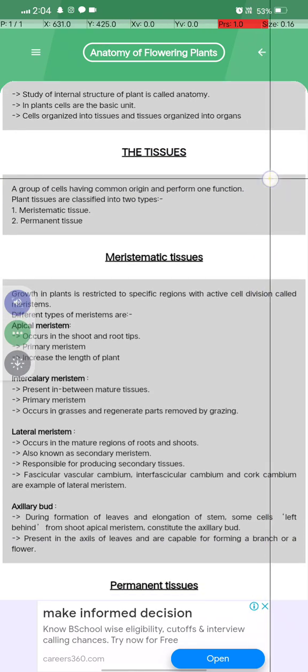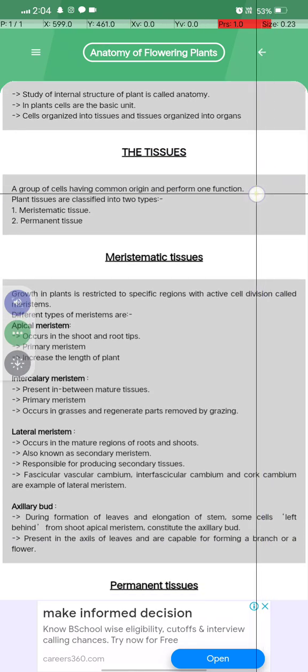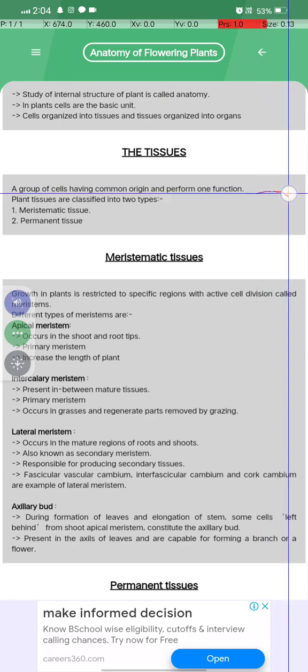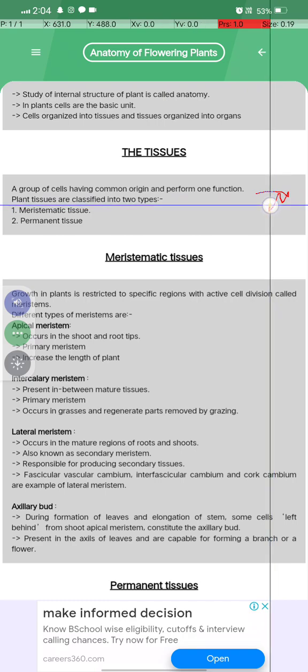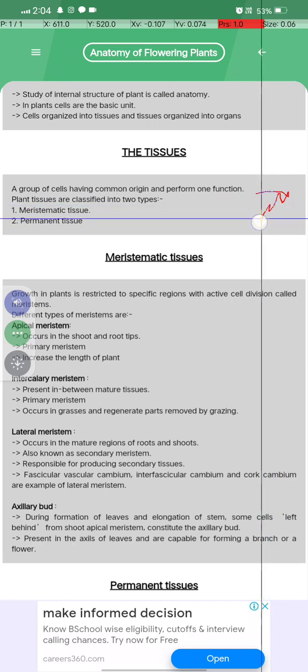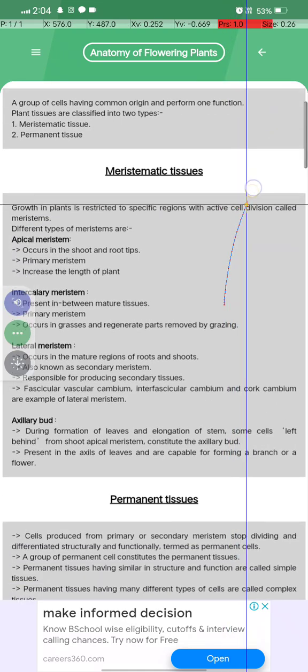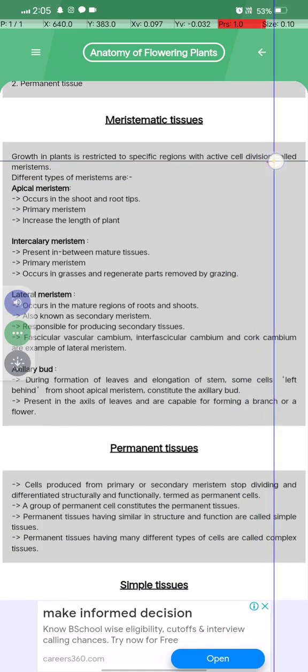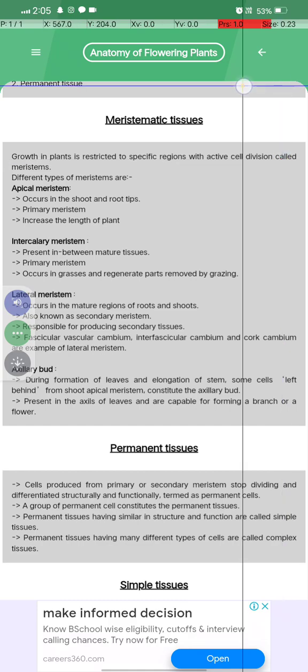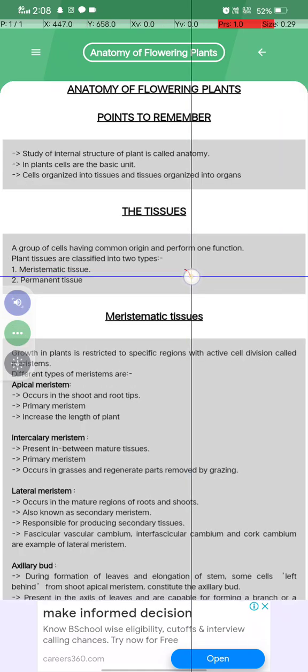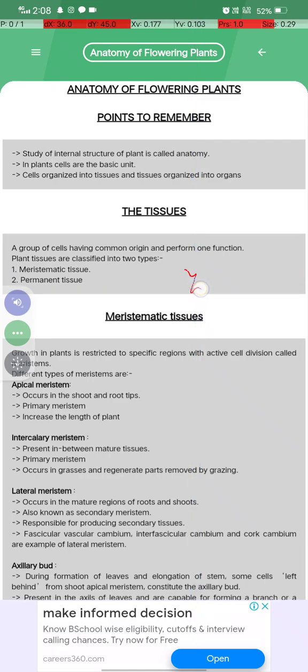Now let's talk about tissue. A group of cells having a common origin and performing one function. Plant tissues are classified into two types: meristematic tissue and permanent tissue. What is meristematic tissue? Meristematic tissue is the growth in plants that is restricted.